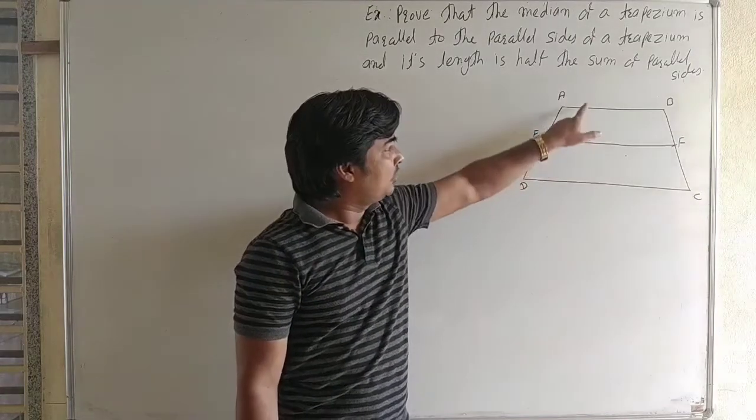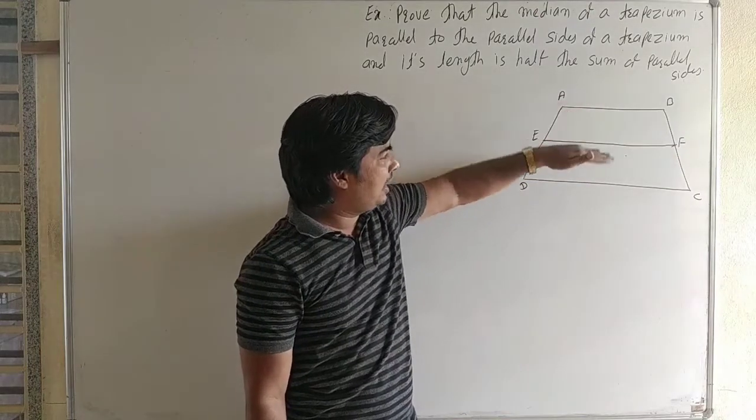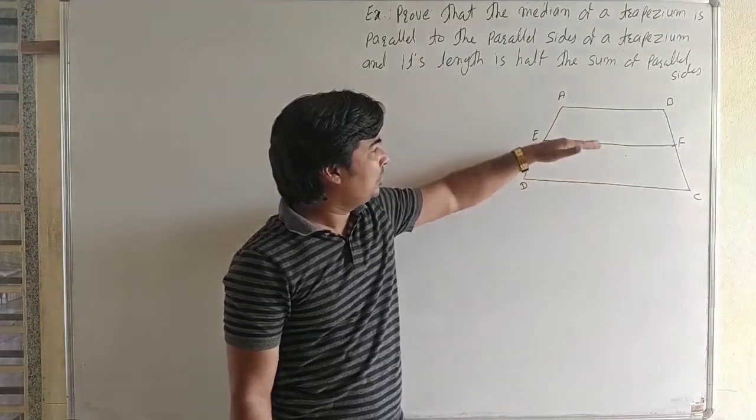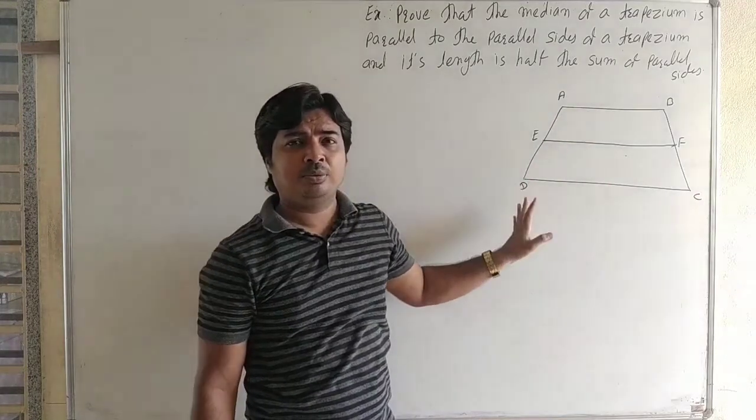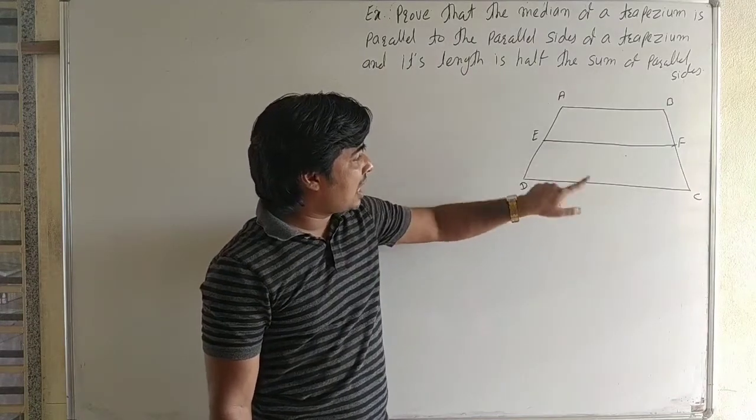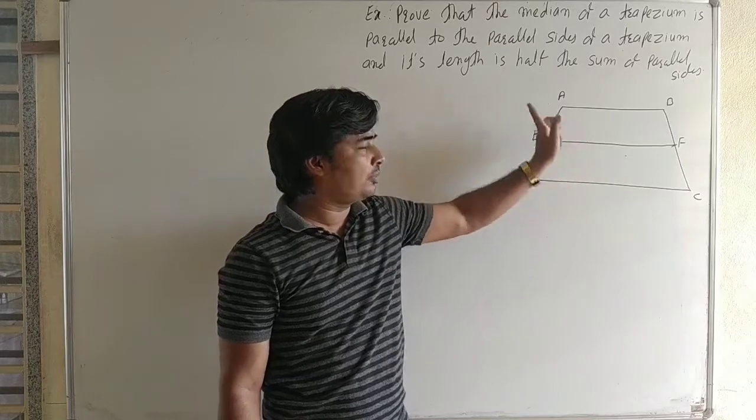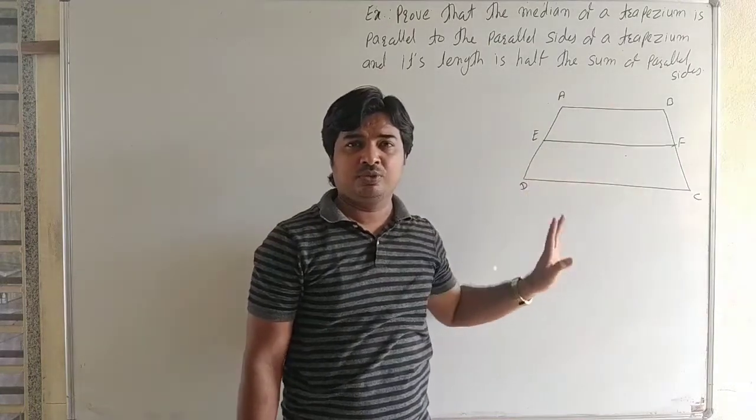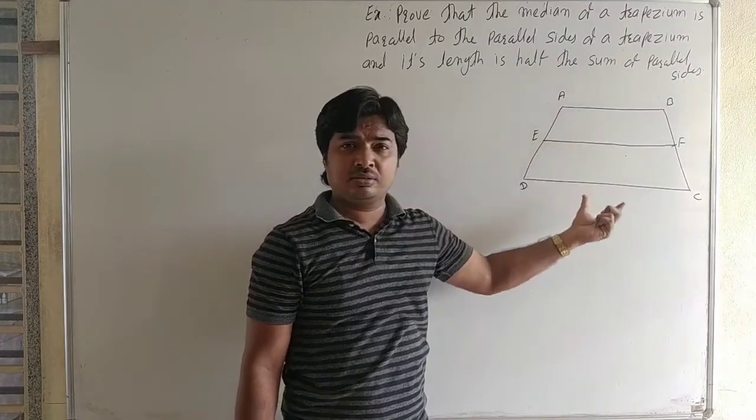Prove that EF is parallel to any one of them, and automatically it will be parallel to the third, because AB and DC are already parallel. So prove EF parallel to AB or EF parallel to DC. Then we also have to prove EF is half of the sum of the parallel sides, that is EF is equal to half of AB plus DC.